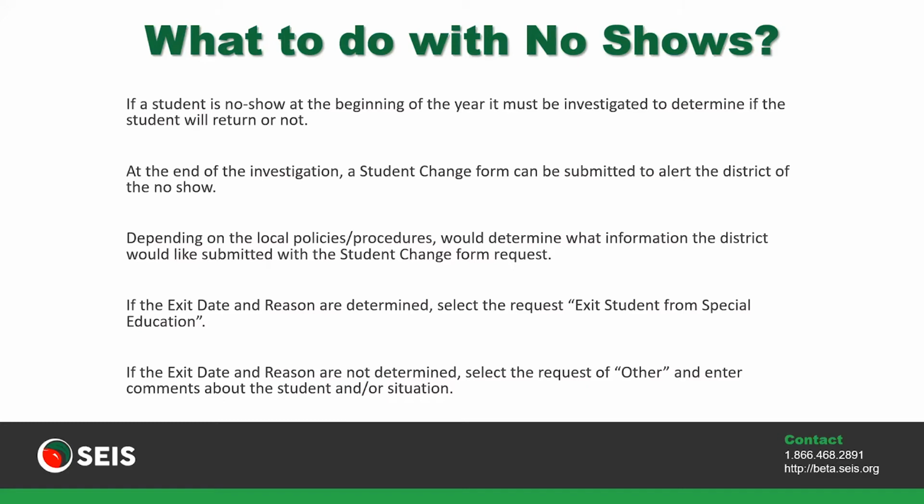Now, you do have to keep in mind your district or your SELPA might have their own procedures in line to determine what information needs to be submitted with that change request. So make sure you have an understanding of your local policies and procedures on the matter. If the exit date and reason are determined, then when you fill out that student change form, the select request should be exit the student from special education. If the exit date and the exit reason are not determined, then that select request should be other, and then you can enter any comments about the student and/or the situation.